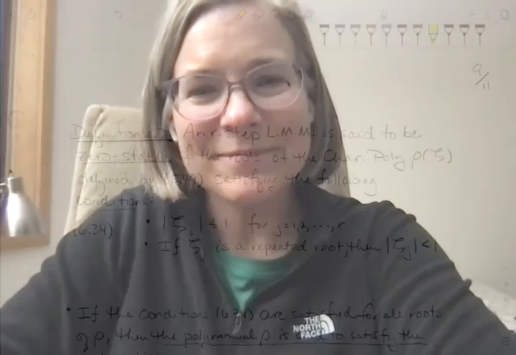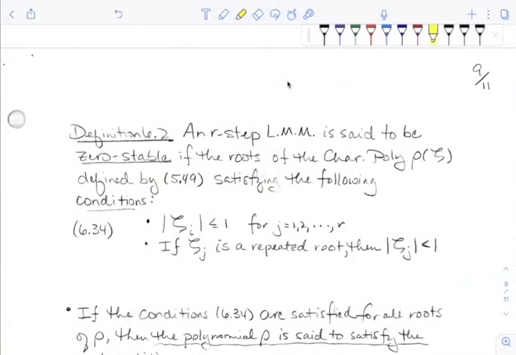Welcome to the last video in the lecture series on section 6.4. I'm going to make a definition and say a few things about the root condition and just kind of finish everything up in chapter 6, and then we'll look a little bit towards chapter 7. Let's get started. Here's the last piece of section 6.4, the actual definition.